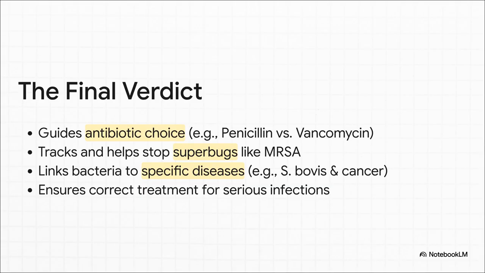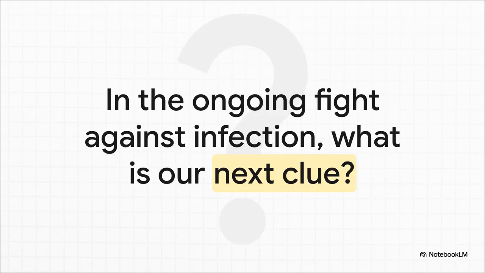It guides doctors to choose the most effective antibiotic. It helps us track and hopefully stop the spread of superbugs like MRSA. And sometimes, like we saw with S. bovis, it can even provide life-saving clues to other major diseases. From those grape-like clusters to those long chains, this microscopic underworld is just packed with clues. And learning how to read them correctly saves lives every single day.